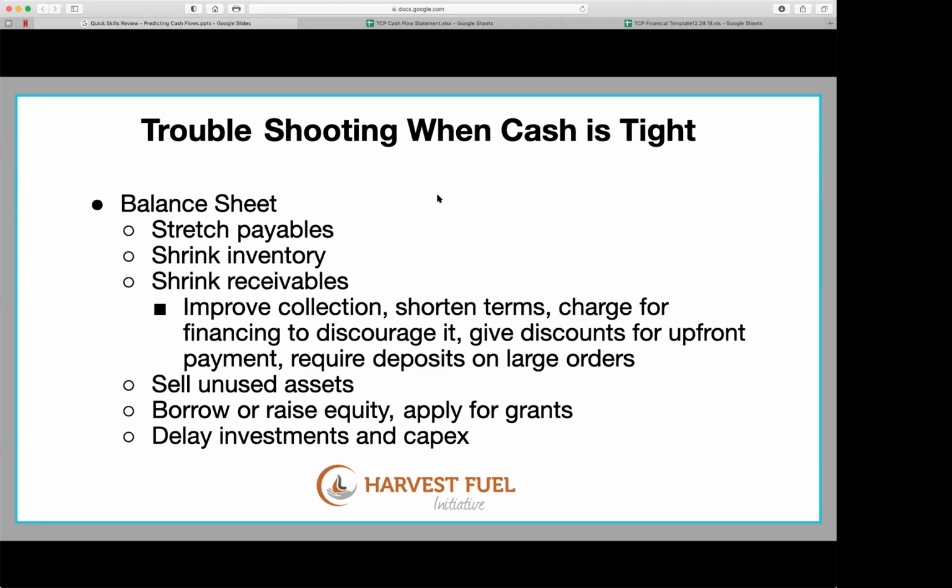You can shrink inventory. You may want to maintain a certain inventory, but you may not have a choice. You may just have to get rid of that inventory so I can pay my workers. You just shrink your inventory by selling it. You could sell it at basically a fire sale if you have to, just to get cash in. Sometimes you have to pay the rent.